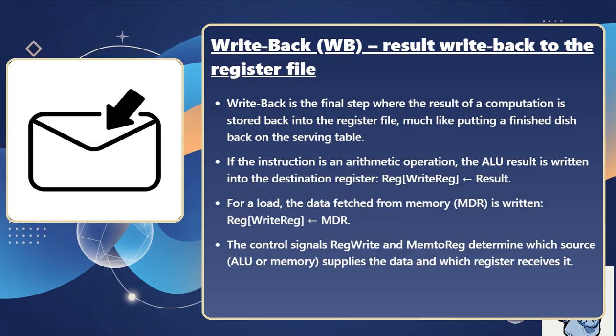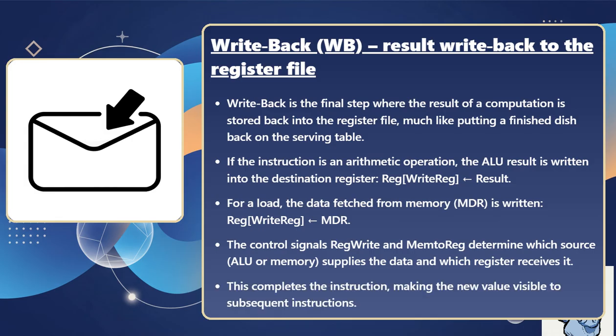The control signals RegWrite and MemToReg determine which source, ALU or memory, supplies the data and which register receives it. This completes the instruction, making the new value visible to subsequent instructions.